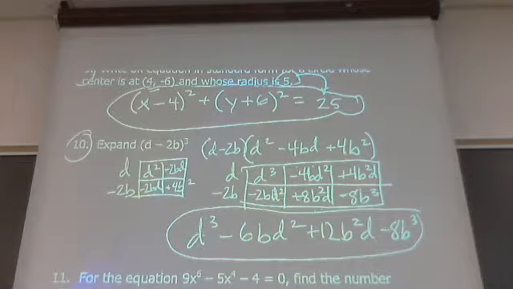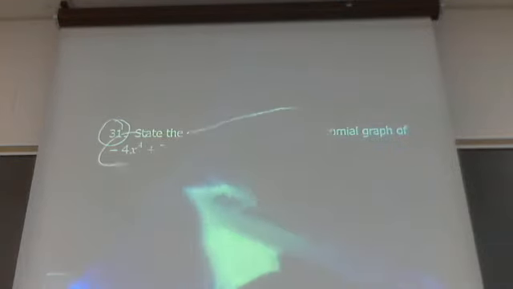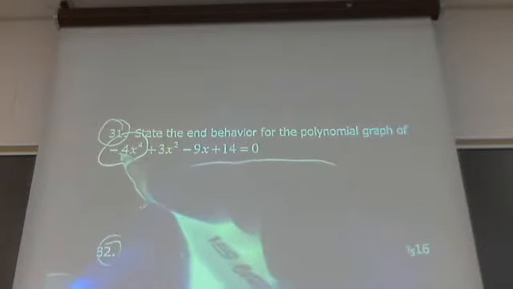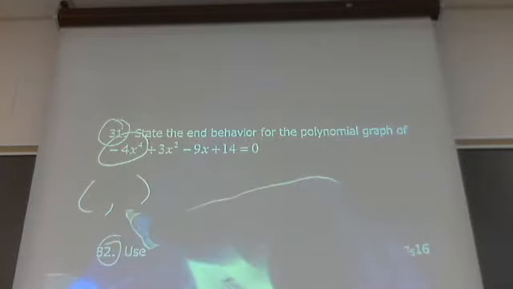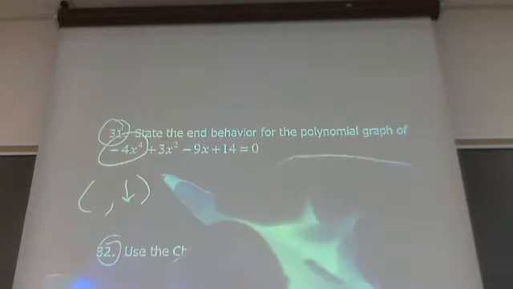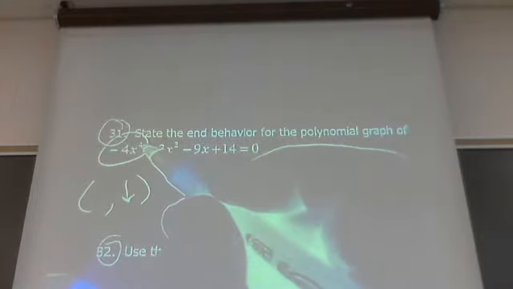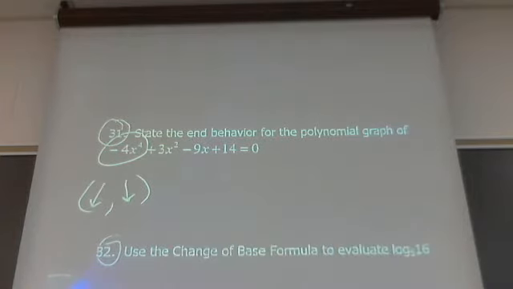Okay. Next on my list, 31. State the end behavior of the polynomial. You must focus your attention on the leading term. Start off by looking at the coefficient of that leading term. What does that tell you about the right end behavior? It goes up or down. It goes down, because the leading coefficient is negative. The even degree tells me that the left is the same as the right.